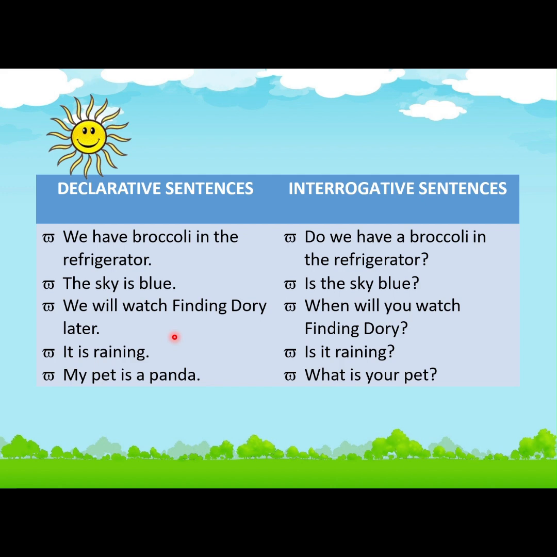Some examples of interrogative. Do we have broccoli in the refrigerator? See, asking a question, ending with a question mark. Is the sky blue? Again, asking a question, ending with a question mark. When will you watch Finding Dory? Again, asking a question with a question mark. Is it raining? What is your pet? All such examples are examples of interrogative sentences.